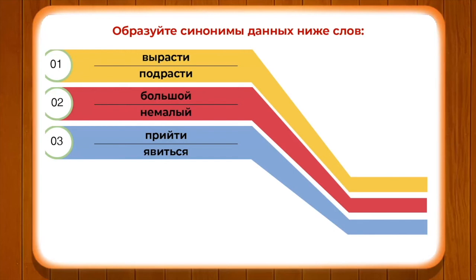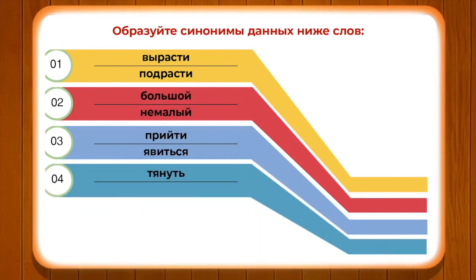The next word we have тянуть. Тянуть. You must be knowing this word, to pull up or pull out. And the synonym can be тащить. Okay, let's read once again these words so that you can have a fair idea about their pronunciations.